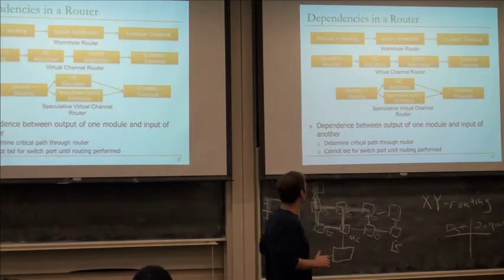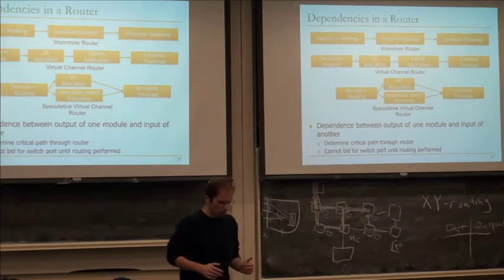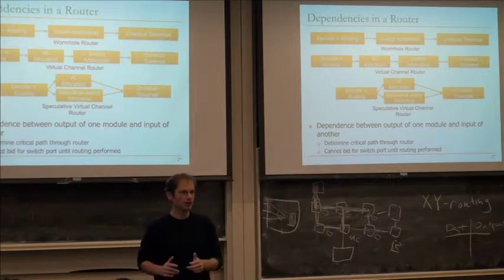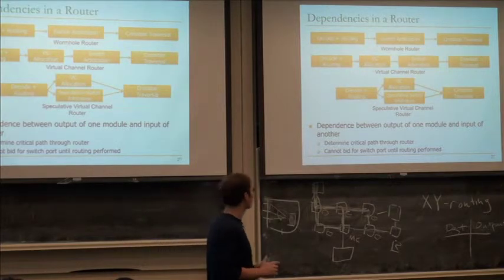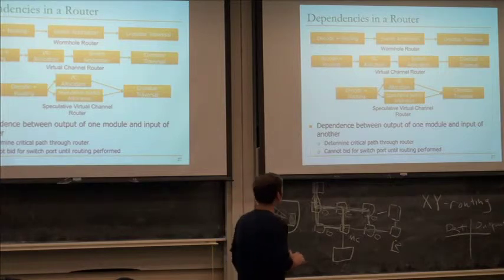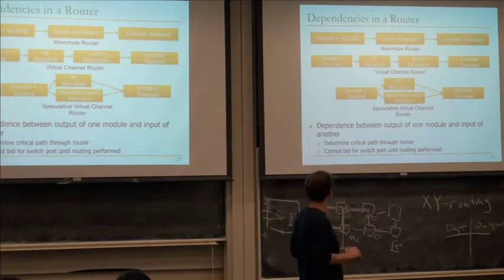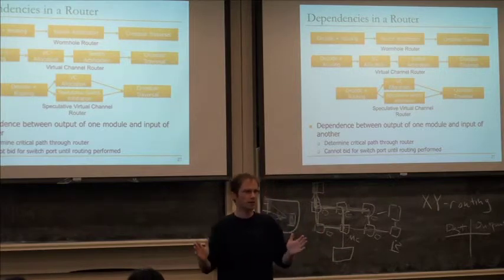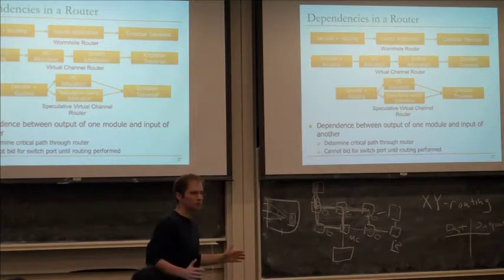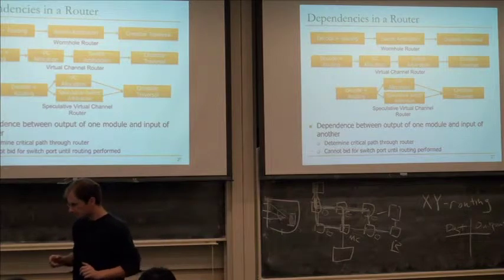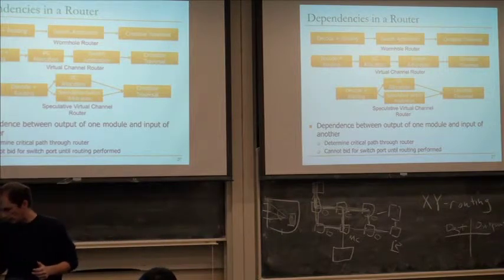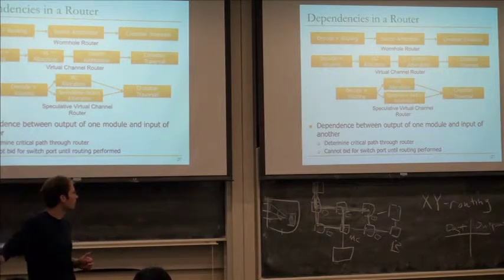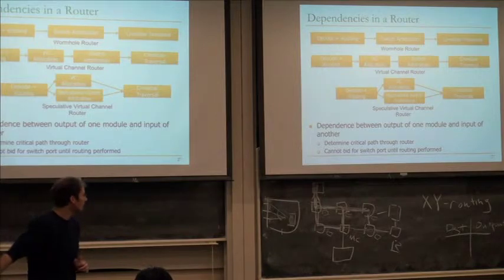In this case, the cost of the speculation is potentially that we have more switch contention than we would have if we serialized VC and switch arbitration. But the benefit, which is in most cases much larger, is that you reduce the pipeline depth in the router. So you reduce the router latency by 1 cycle. Most or all modern virtual channel routers do something like this.